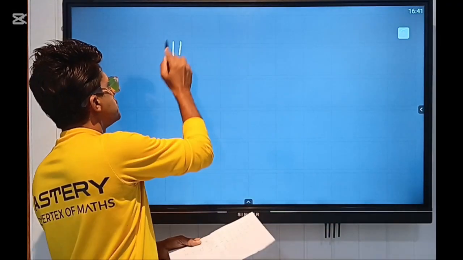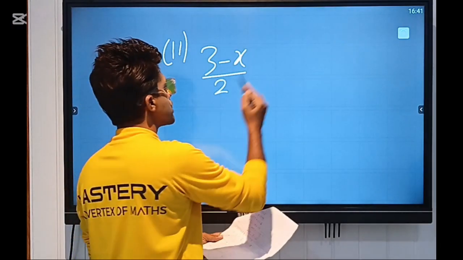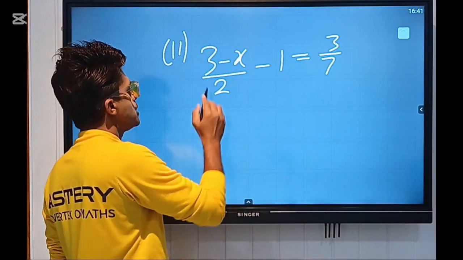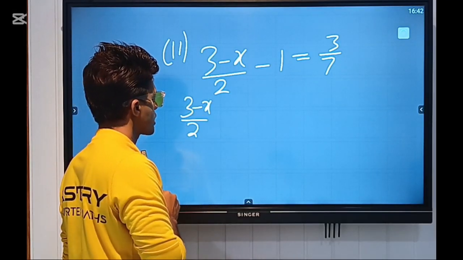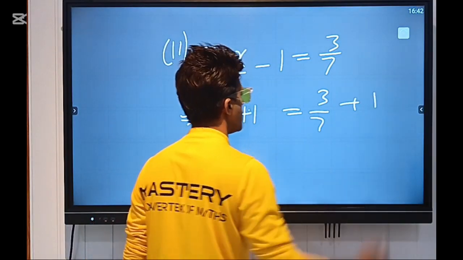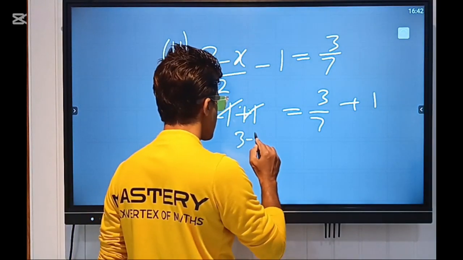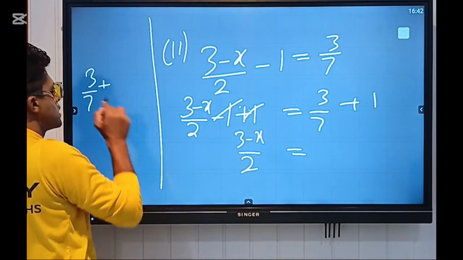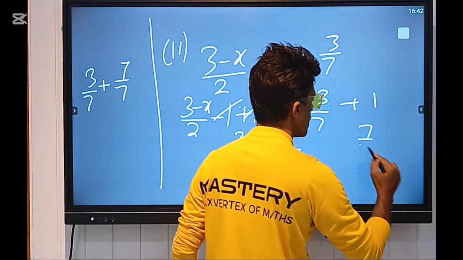I mean the eleventh question. The eleventh question here: 3 minus x over 2, minus 1 equals 3 over 7. This question also can be done. And here this part is taken as a whole. I mean 3 minus x over 2. Then here minus 1, plus 1 is added to both sides. Then here plus 1, then this one and this one can be simplified, minus 1 and plus 1. Then 3 minus x over 2 equals, then here this part can be simplified, that 3 over 7, then 7 means 7 over 7. 1 means 7 over 7. I mean, 7 over 7 equals 1.